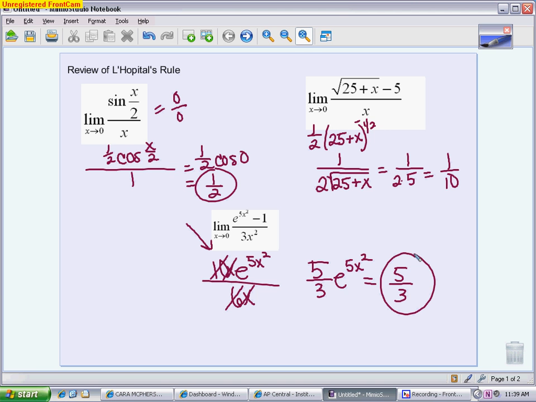I wanted to show that one because yes, there are times that you have to do L'Hopital again, but before you do that, see if there are other options out there like simplifying so you can avoid that, because doing L'Hopital again would have required a product rule, which becomes very involved. It makes it very easy to make a mistake as you go through and do that.